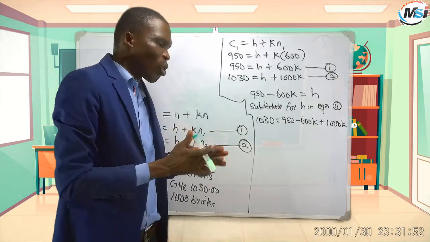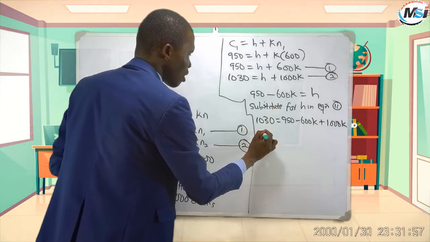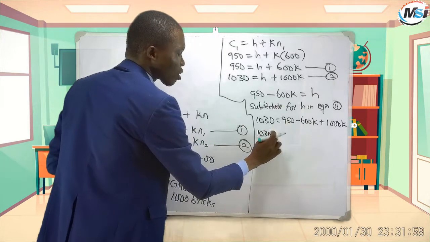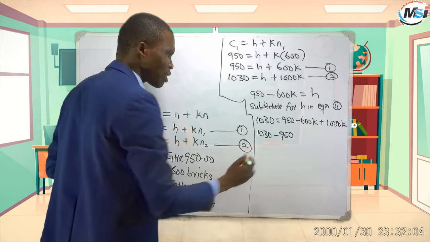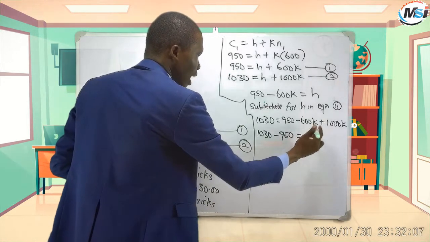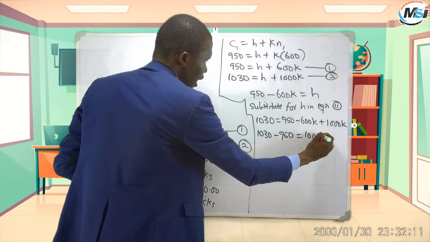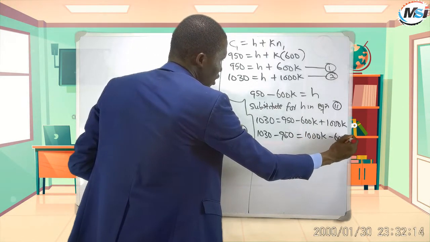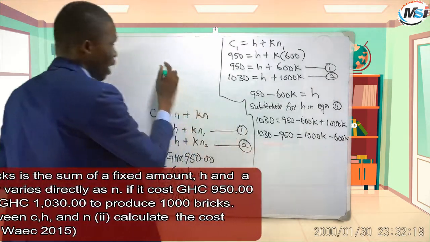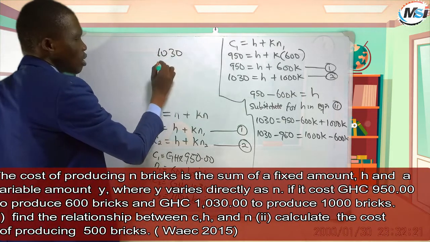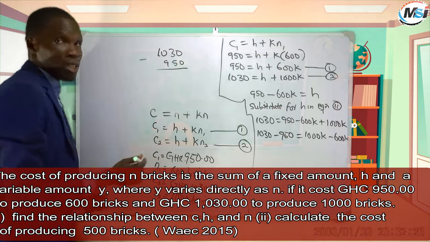Now from here, you need to understand that this and this are from the same family, so we can do what we call collecting like terms. Doing that, we are going to have 1030. When this one crosses to this side, it turns to minus 950, and here we are going to have 1000K minus 600K. So this minus this, we are going to have 1030 minus 950.